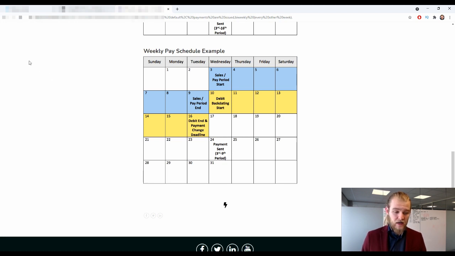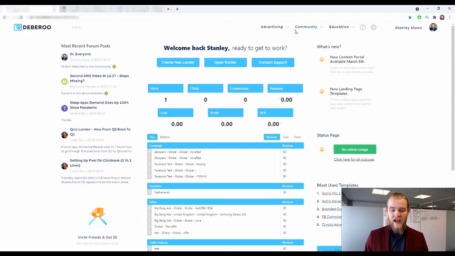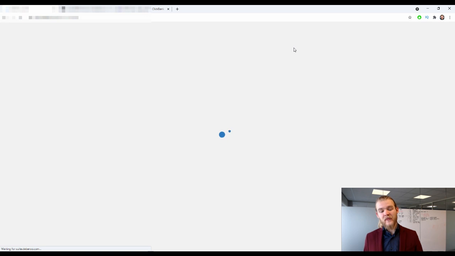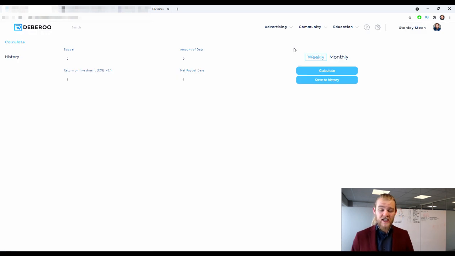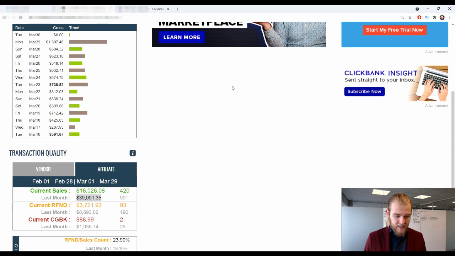So let's go inside the Deberoo suite, because we have this amazing tool inside the advertising suite called the Cash Flow Manager. What the Cash Flow Manager does is it helps you to manage your budget throughout a campaign. So first we have the budget. Let's just take the budget from one of our last payments, for example. So let's take a look.